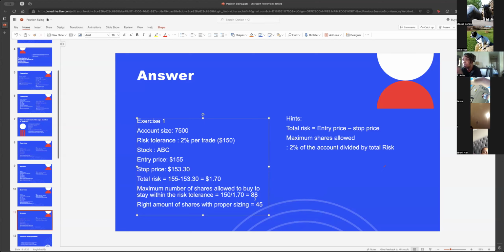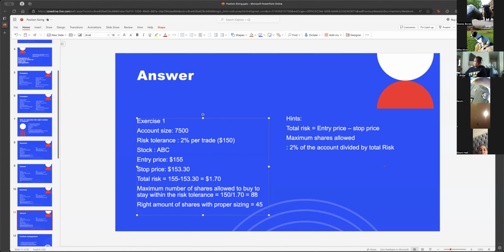But the problem here is you don't have enough capital to buy 88 shares because you're entering at 155. If you want to buy 88 shares, you need to have at least $13,000 in buying power, which you don't. So how are you going to fix this issue? The maximum I can buy is 88 shares, but I cannot because I don't have enough capital. But anything under 88 is going to risk me less than 2% of my account. So the maximum amount of shares you can buy with your buying power is 48 shares: 7,500 divided by 155 gives you 48 shares.